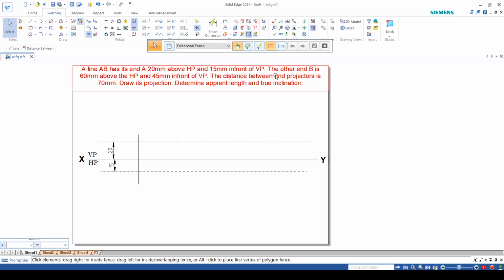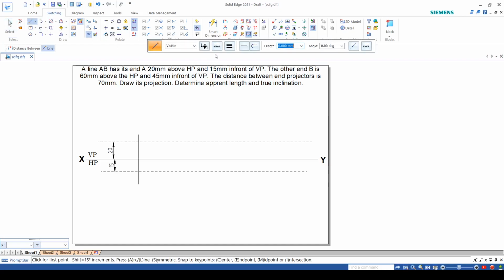Now what is the question asking? The other end B is 60 mm. For that there are two options. I'm telling you now how you would draw it in copy. Just create a small line for measuring, as I'm going to create these two lines. Here similarly you have to do.